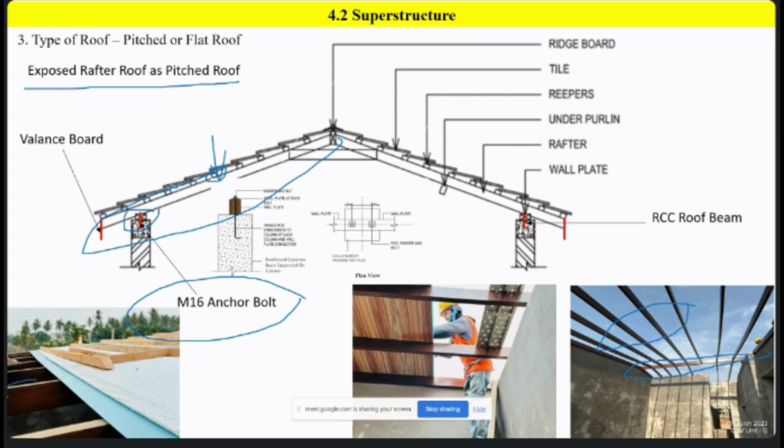You can see this is the rafter and here you can see the eye panels. This is the eye panel, and what is this? This is the heat proof foil. Why are we using heat proof foil? To avoid the heat intrusion into the house. In order to avoid the heat intrusion into the house, we have provided the heat insulation boards.